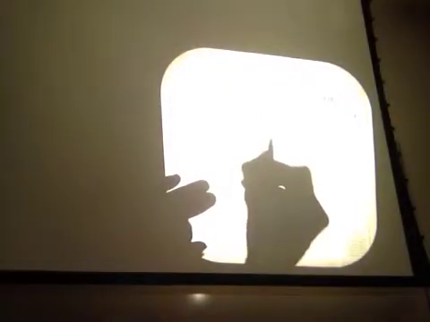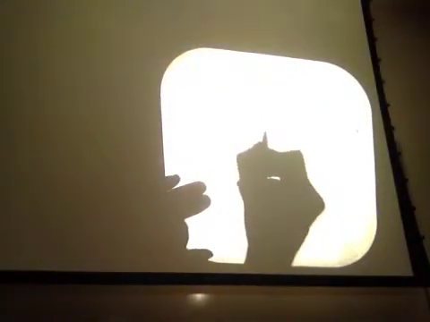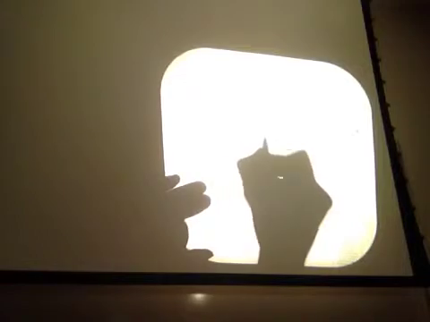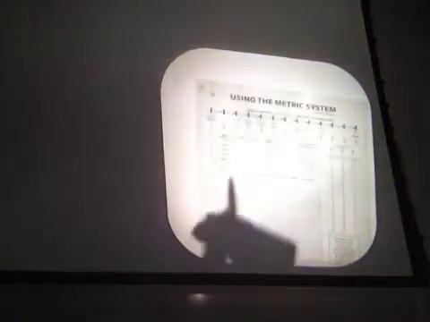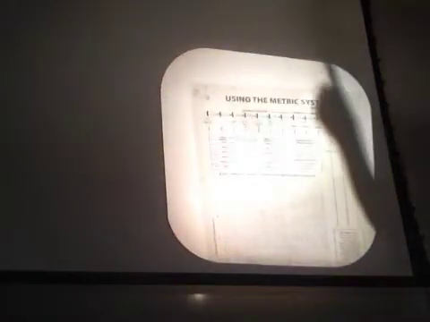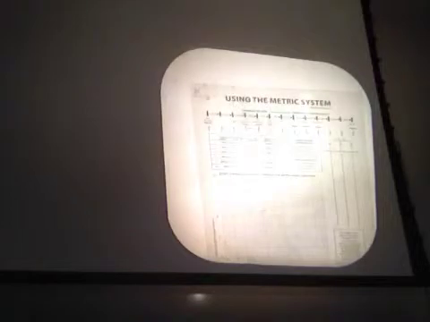Okay, what are we going between? Talk to me. Centi and milli. So centi's right here, milli's right there. How many powers of 10 between them? 1. So you're going to move the decimal 1 place. Which way? To the right.